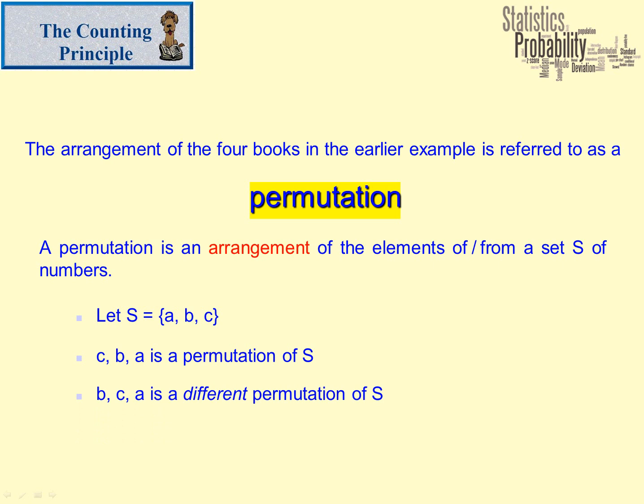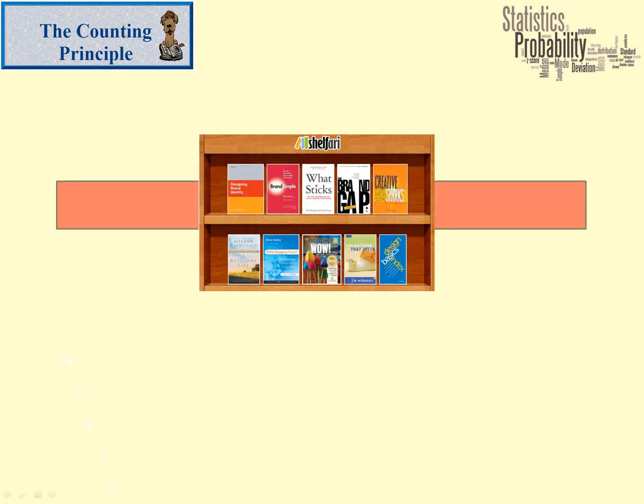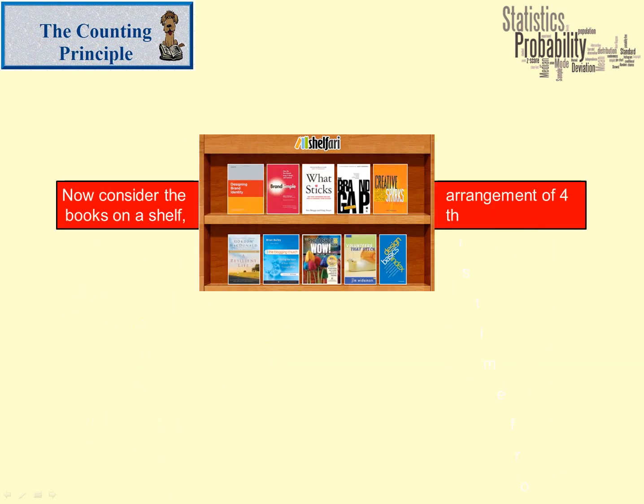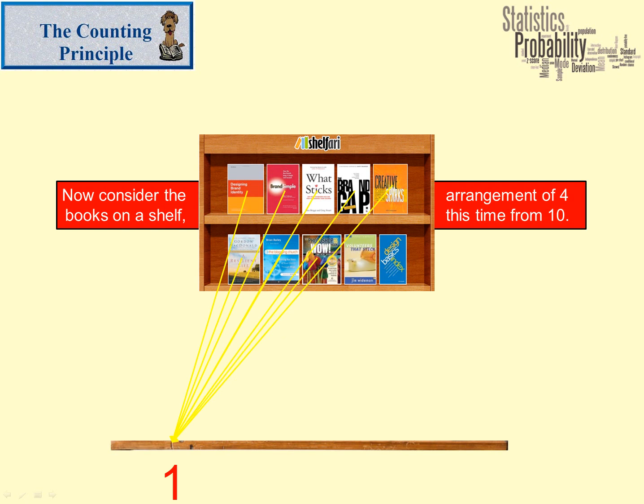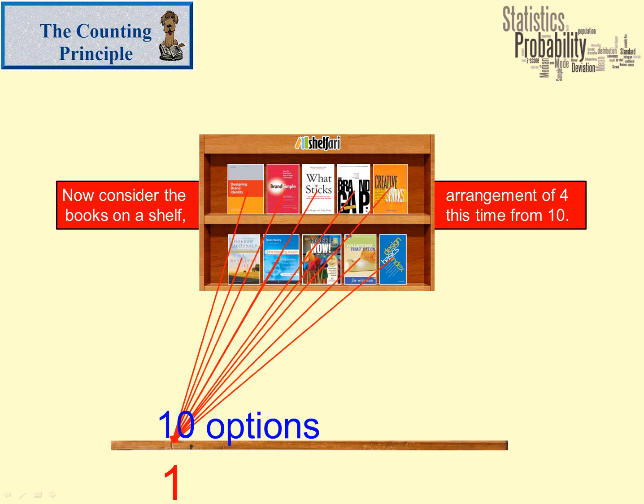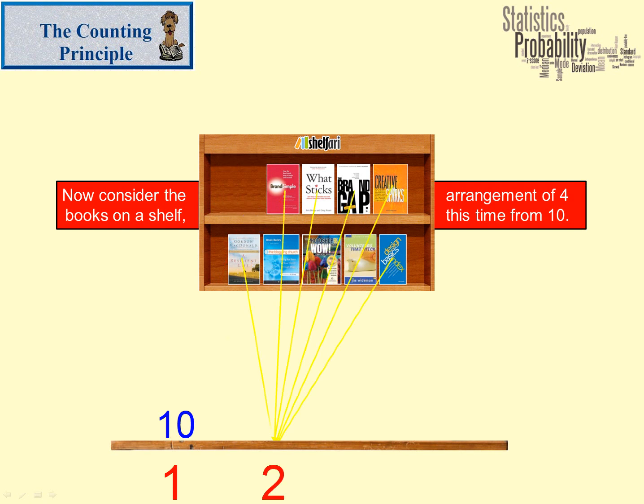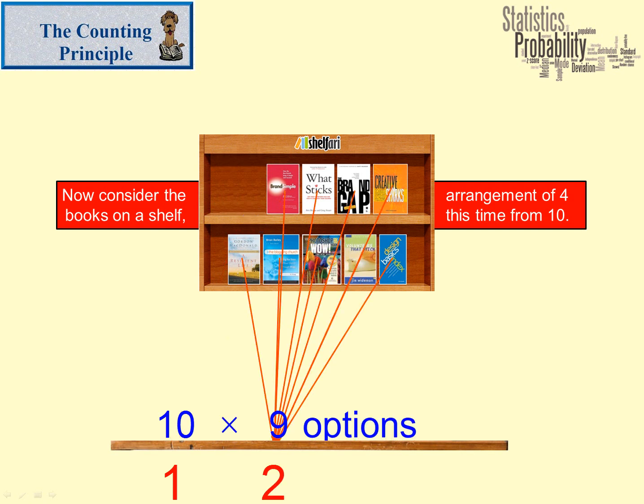Now we're going to go on to an example where we have more than 3, where we're only choosing 3, or the equivalent anyway. Here we go. Now we have 10 books and we're only arranging 4 on the shelf. So first option, we don't have 4 possibilities, we have 10 possibilities. Now we've used one of the books, so therefore there are only 9 left now.